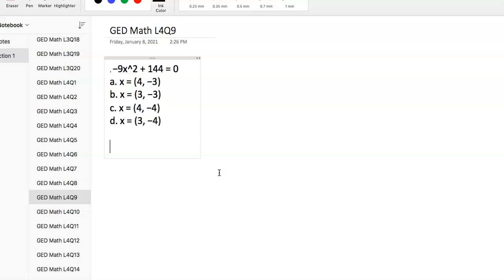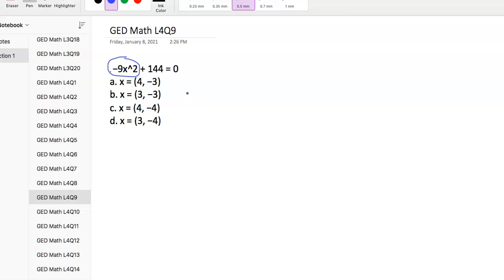Okay, harder one. -9x squared plus 44 equals 0. So what they're asking us here is, can we get this -9x squared to equal -144? And before we say I have no clue, if you look at the numbers, all the answer choices are either 3 or 4. I know that some of them have negatives on them. So what we're basically saying is, let's just plug in both of those and see what happens.